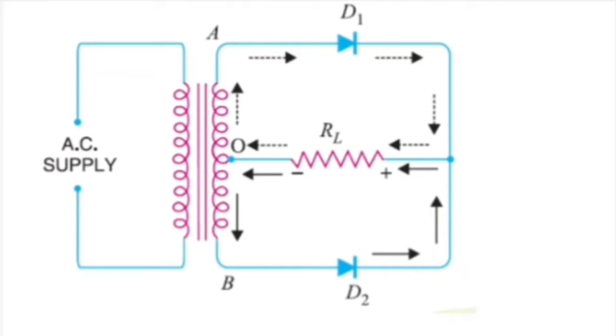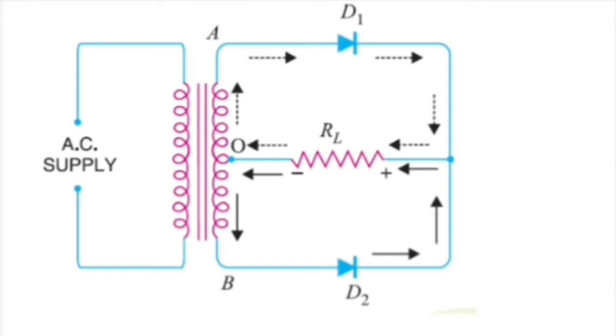When we apply some input to the transformer, then in the secondary coil, if point A is positive with respect to B, then we can see diode D1 will conduct. That means current will flow through that diode and it will eventually complete the circuit towards point O. So the path of current will be like this: A, D1, and that current will pass through load resistance RL and reach point O, which is at the center of the transformer.